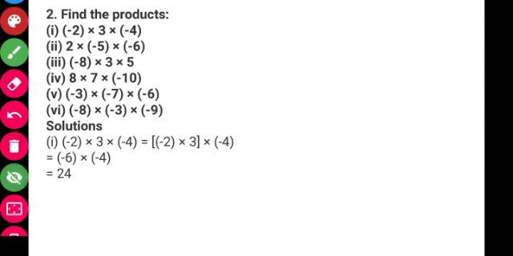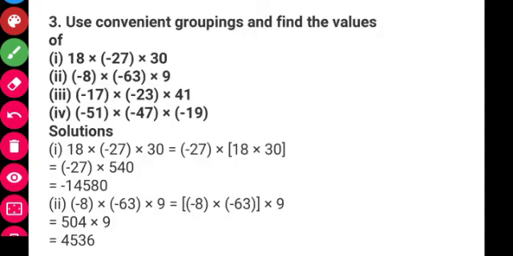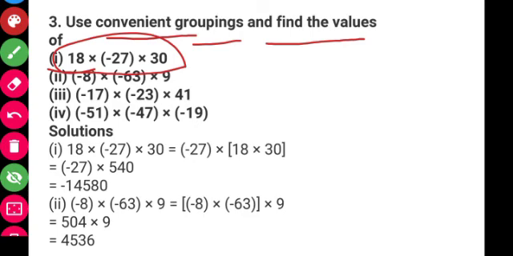Okay, so similarly you can do remaining parts of question number 2 also. Now come to next question, question number 3. Question number 3 is given using convenient grouping and find the values. Okay, तो यहाँ पे हमको करना क्या है कि हम लोग अपनी सुविधा के अनुसार ग्रुपिंग करेंगे, फिर मल्टीप्लाई करेंगे. ओके, it is given convenient grouping.